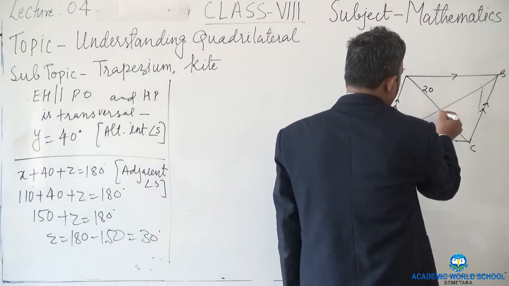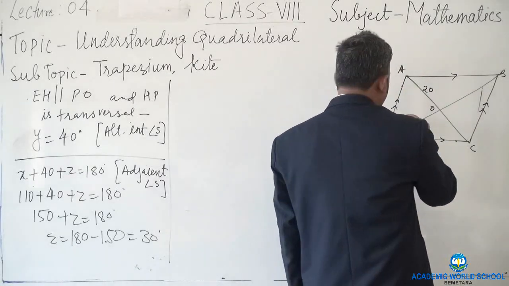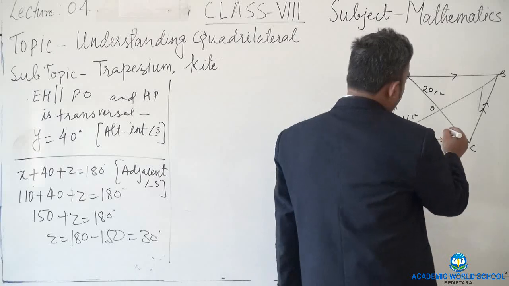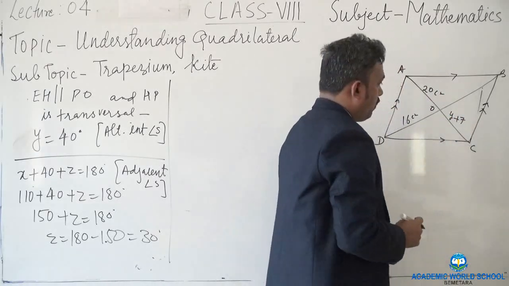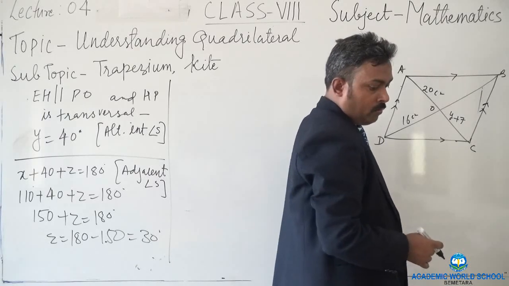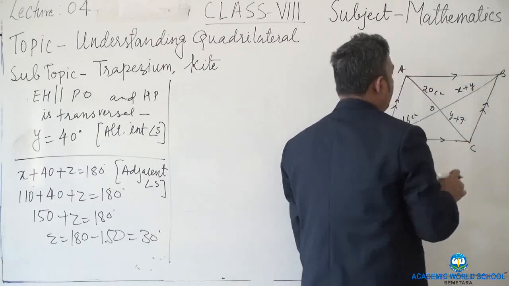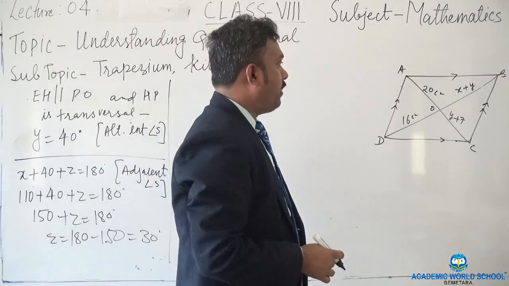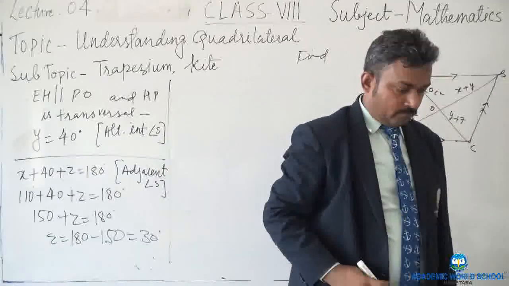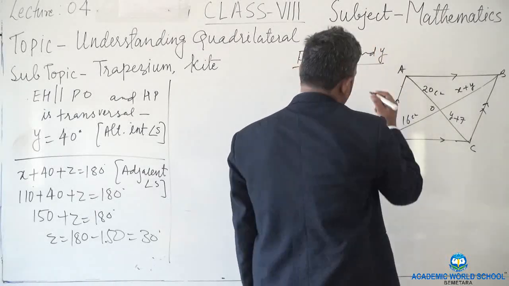Here, from point O to A the length is given 20 centimeter. O to D is given 16 centimeter. From O to C is given y plus 7, and from O to B it's given x plus y. So we have to find the value of X and Y.